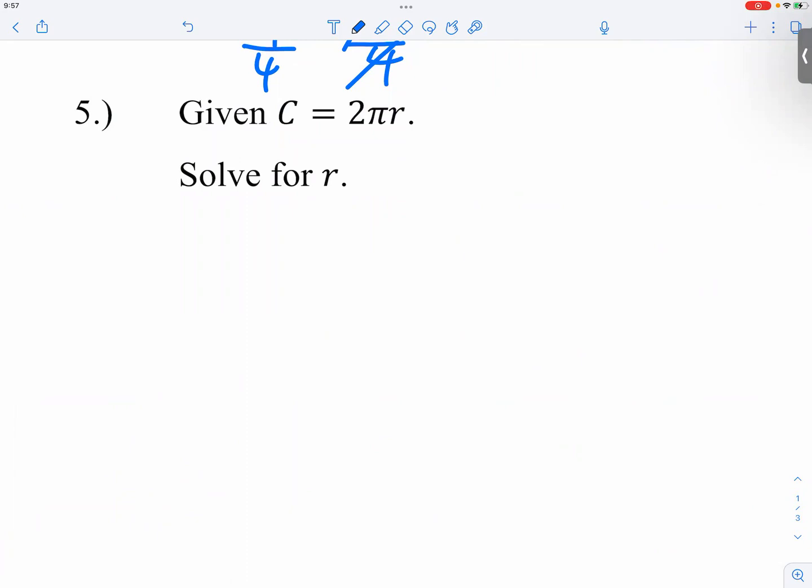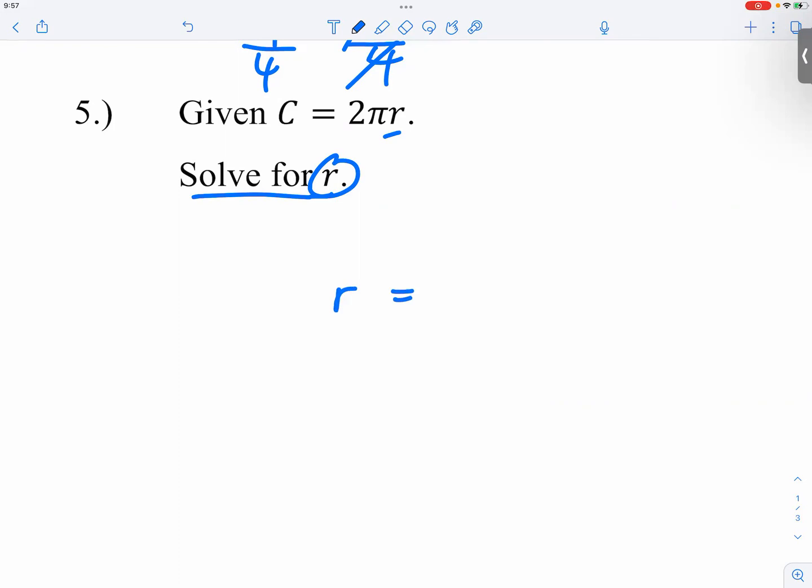When we say solve for R, what does it mean? R is the radius in this case, but what step? Isolate R. Just get R by itself, please. In this case, C, circumference, is equal to 2 pi R. Could you get R by itself? And we say, sure. How can we get R by itself?